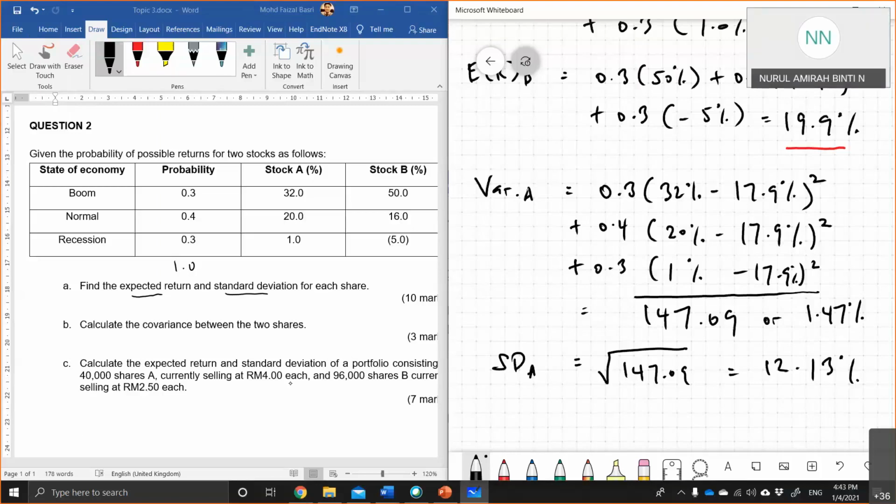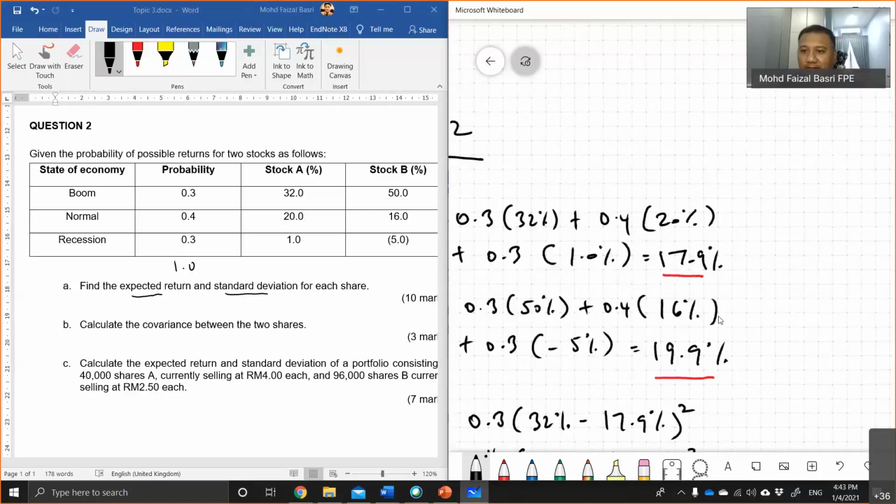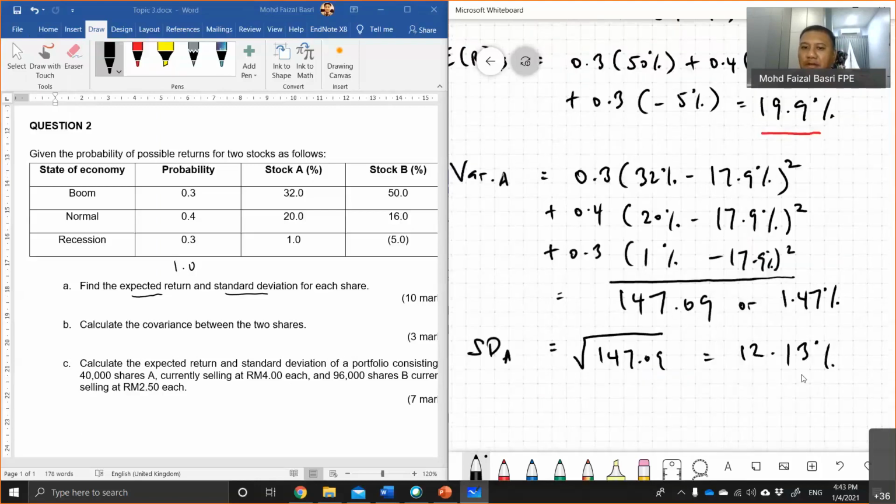It's not necessarily to write in percentage, but for return obviously it is in percentage. For variance you can use either one, as long as you don't interchange them. If 147.09, it's acceptable, but don't write 147%. If you want to write in percentage, make sure you divide by 100 first to get the percentage. Not necessarily for all, but put it according to the actual numbers.